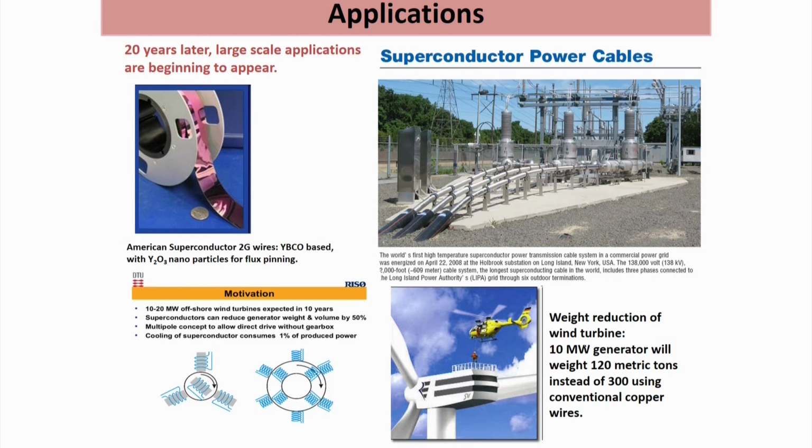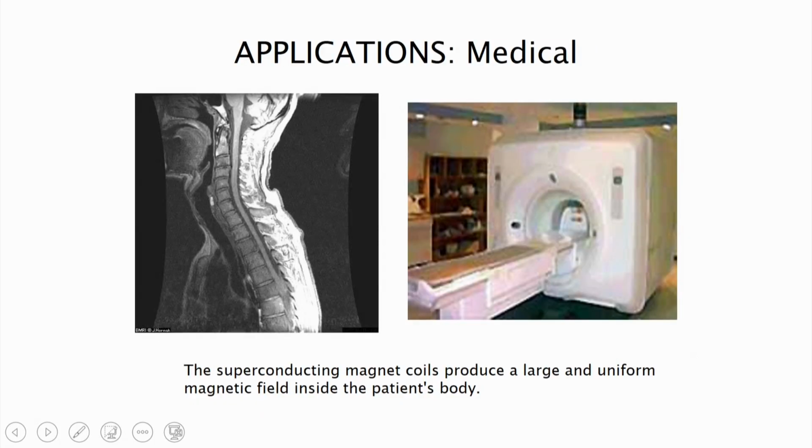There is also weight reduction of the wind turbine: a 10 megawatt generator which will weigh 120 metric tons instead of 300 using conventional copper wires, and so on. And these are the applications which we can see in the future.